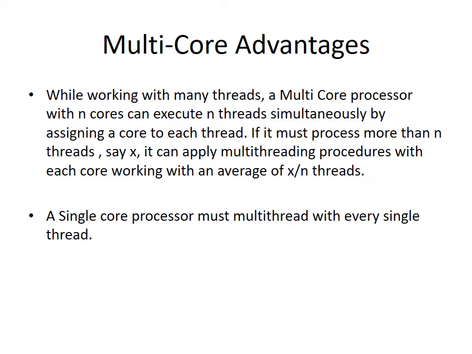Advantages of multi-core. While working with many threads, a multi-core processor with n cores can execute n threads simultaneously by assigning a core to each thread. If it must process more than n threads, say x, it can apply the multi-threading procedure with each core working with an average of x divided by n threads. A single core processor must multi-thread with every single thread.